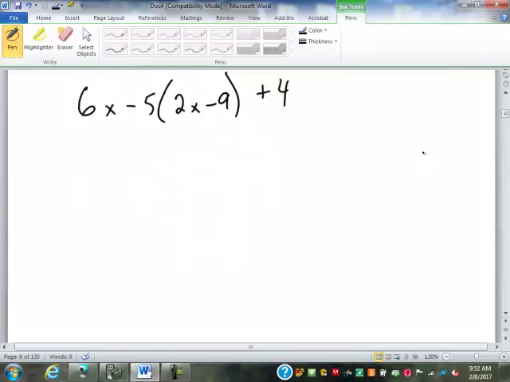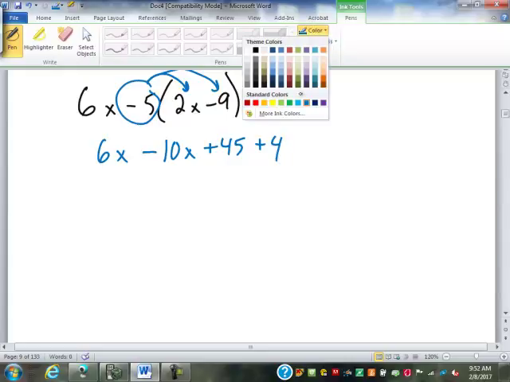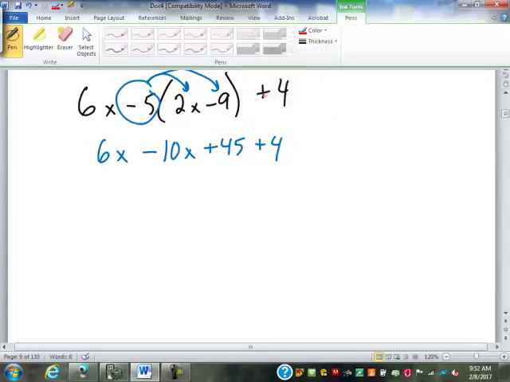So like this one here, we're asked to simplify this. What will be the first thing we have to do? Yeah, the parentheses, there's nothing to do in the parentheses, so we're going to multiply by the negative 5. So negative 5 times 2x, negative 10x. Negative 5 times negative 9, positive 45. Now we've got the 6x and we've got the 4. What can we combine? 6x and negative 10x make negative 4x. 45 and 4.